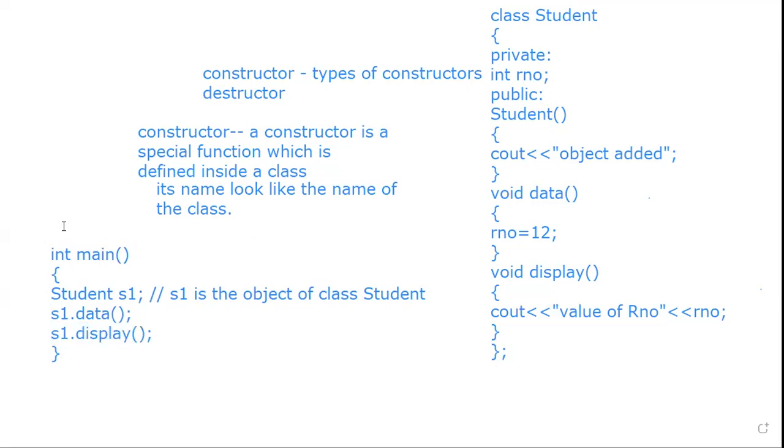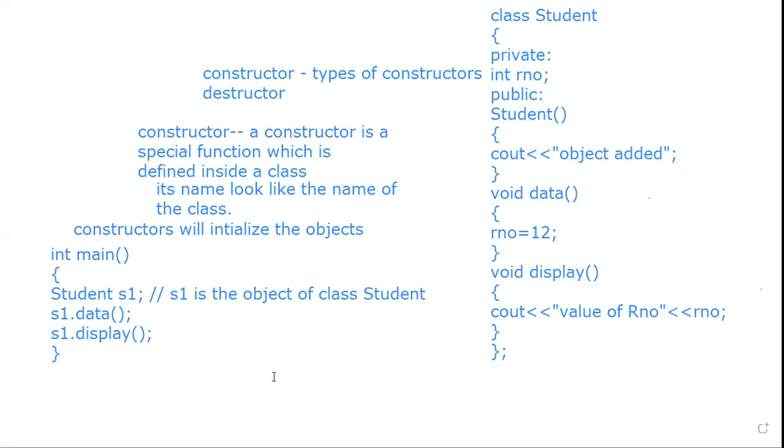Constructors will initialize the objects. Now question, sir, how many constructors can I create for the class? There is no restriction. You can create any number of constructors for the class. But the logic you have to understand is no two constructors should have the same signature.